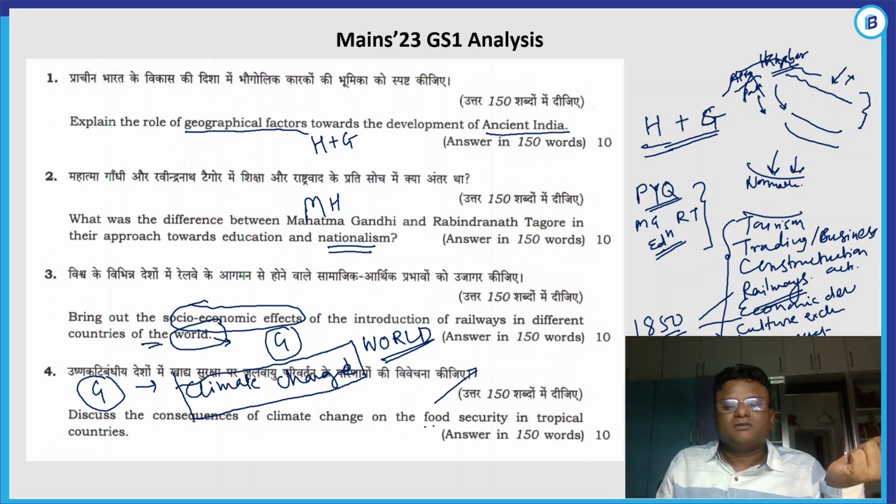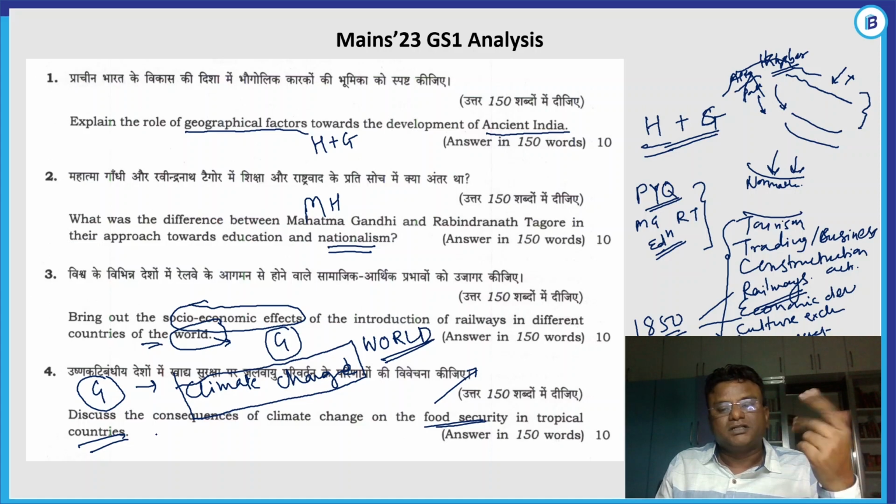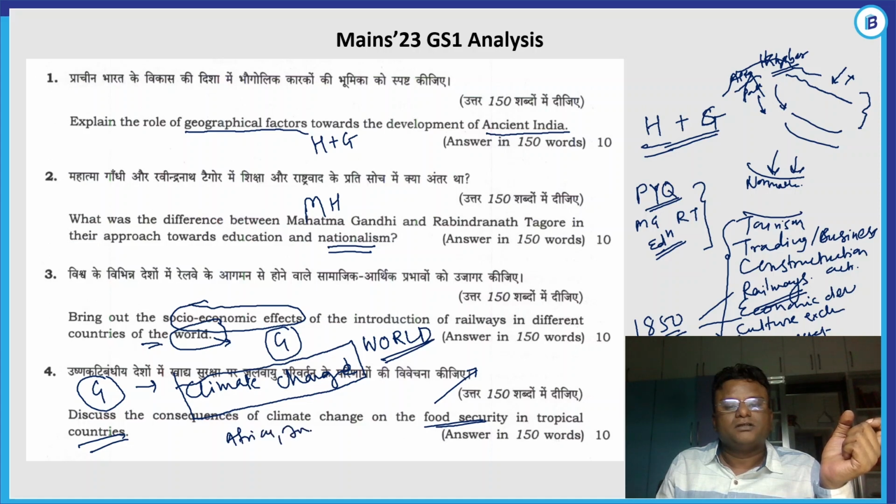There are two aspects here. One is food security, another is tropical countries. So you need to be very specific in your answer, referring to the tropical countries, that is between the Tropic of Cancer and the Tropic of Capricorn, the equatorial belt and the tropical areas. What is the impact on food security? You should not forget Africa here, you should not forget India here, and I mean the Indian subcontinent nations, and then of course Gulf countries, especially poor ones like Afghanistan. And you should link that to food security.